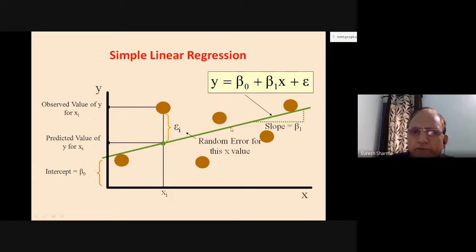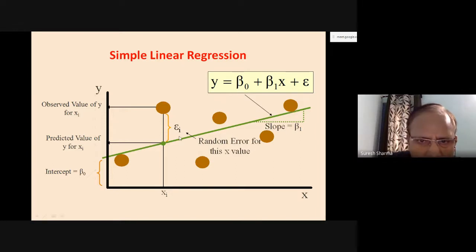This green line, whatever the value is there, for example for this point, this will be the actual value, and this will be the predicted value. The difference between the actual value and the predicted value is called residual. Now, what do you mean by slope and intercept?